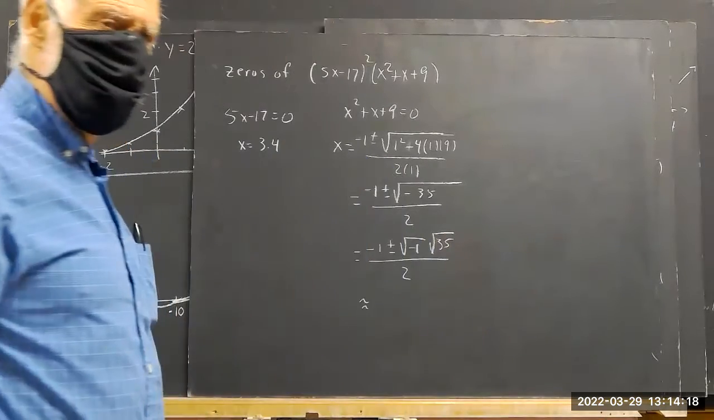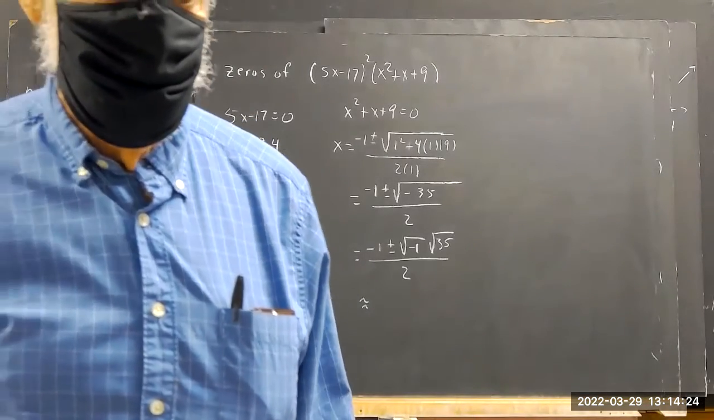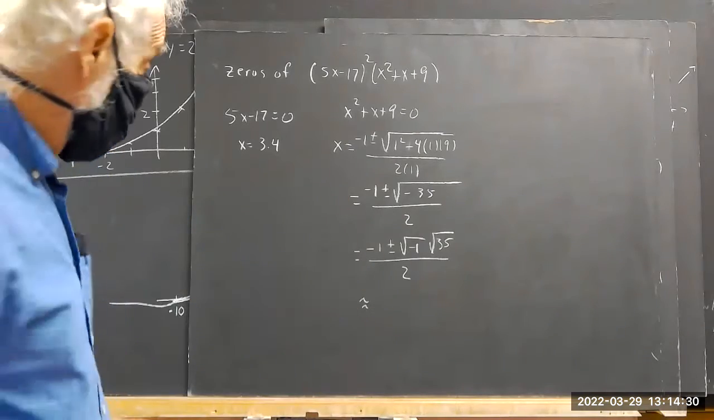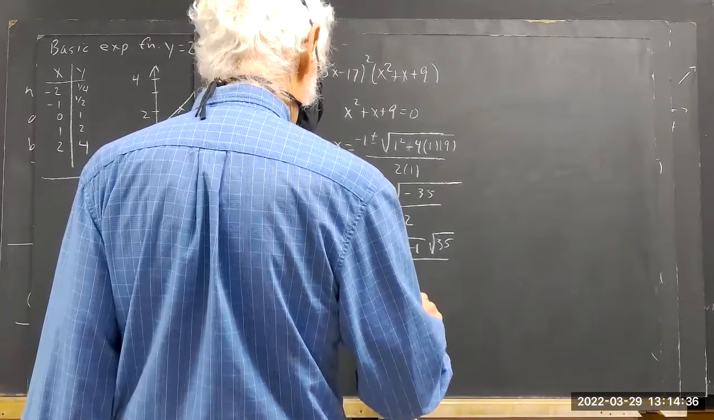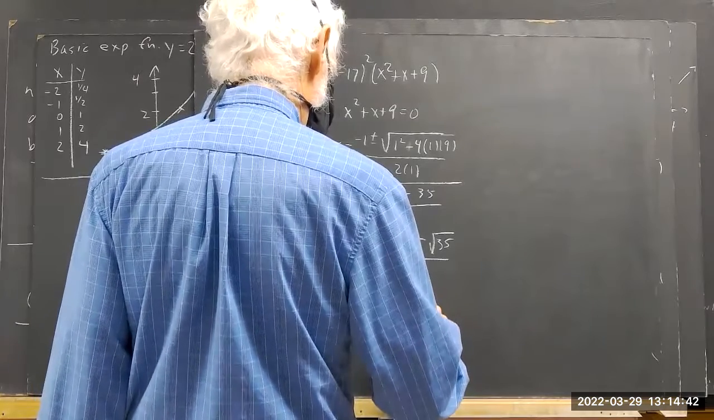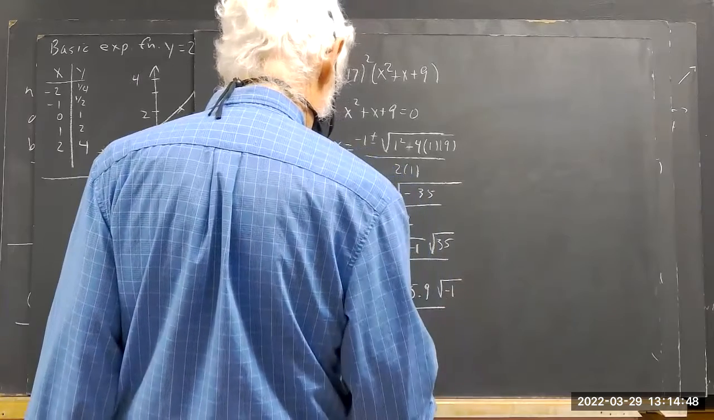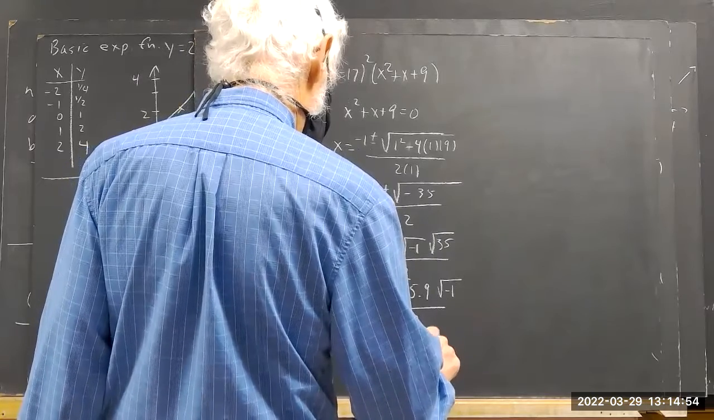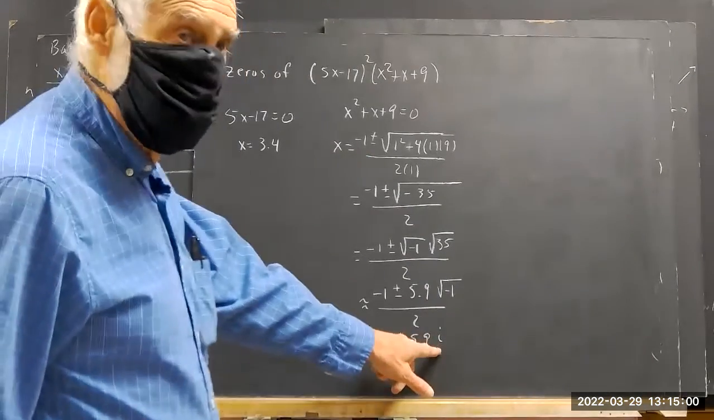Now, what's the square root of 35? 35 is really close to 36. The square root of 36 is 6, right? So the square root of 35 is approximately 5.9. Not exactly 5.9, but it's close. Okay, this is -1 plus or minus 5.9 times the square root of -1, divided by 2. And that would be -1 plus or minus 5.9i over 2, i being the square root of -1.